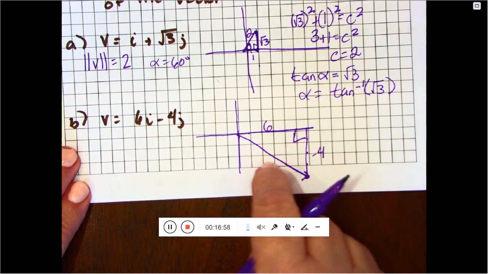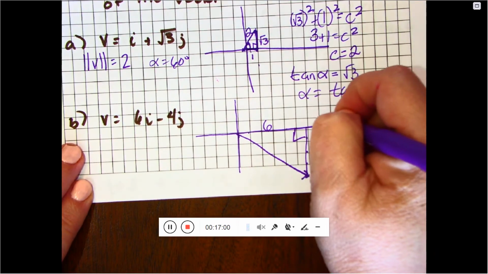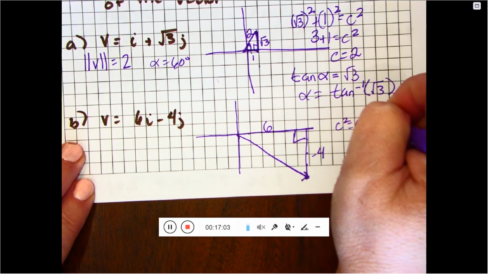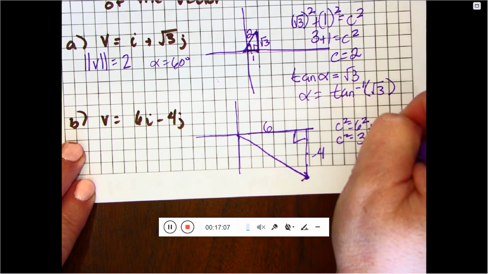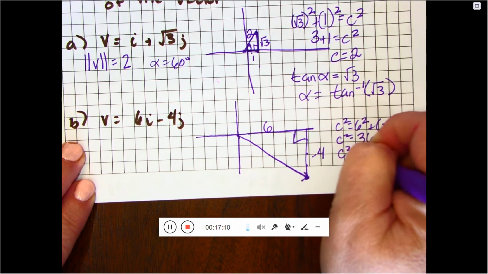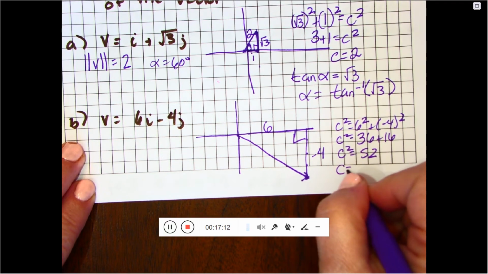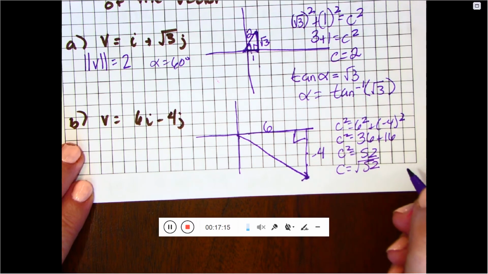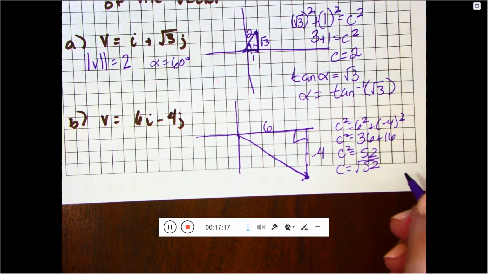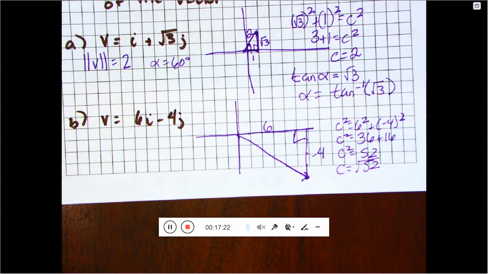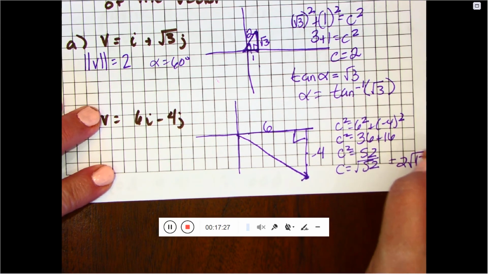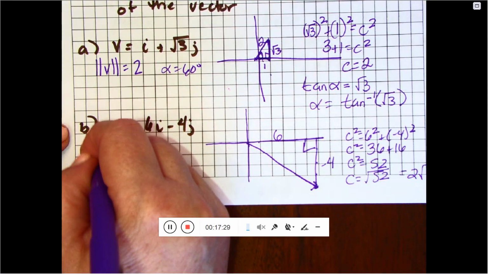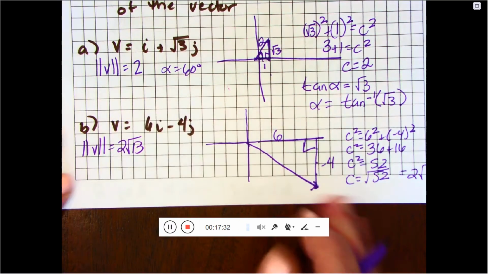So you can use Pythagorean theorem to find the magnitude. So you got 6 squared plus -4 squared. So that's 36 plus 16. C squared equals 52. C is the square root of 52, which is, 52 divided by 4, 2 rad 13. So the magnitude of vector v is 2 rad 13.